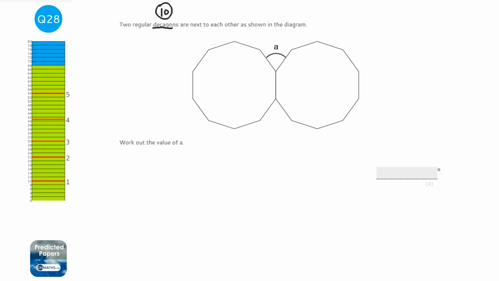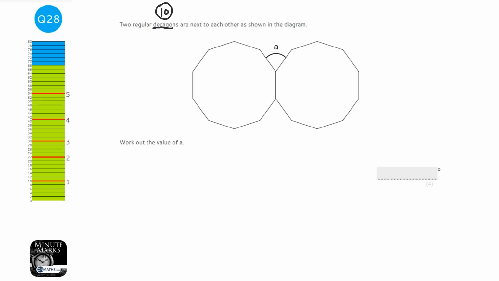Now what we can do is we could work out the interior angles of the decagons. Well, they'll be the same, so I can just work out one and then double it, and then take that away from 360 to work out A. And that's absolutely fine, that'll get you the right answer.